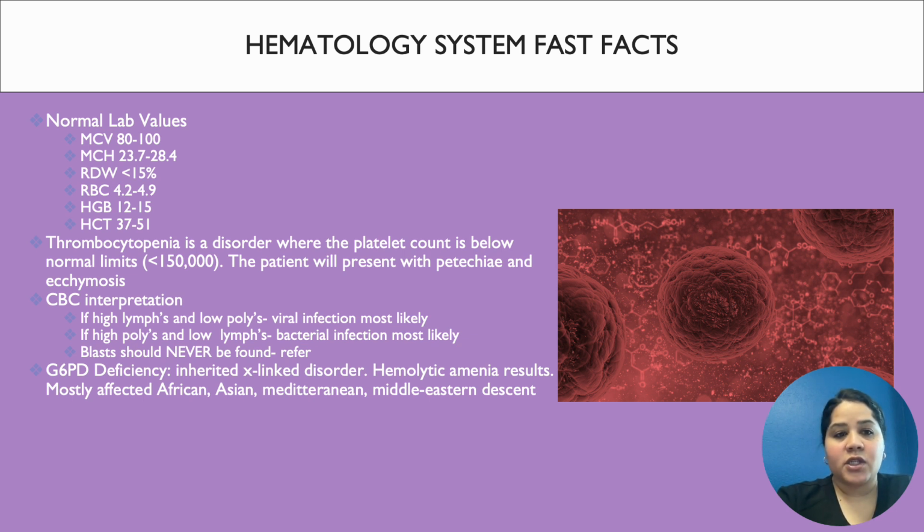The MCV is 80 to 100, MCH is 23.7 to 28.4, and the hemoglobin and hematocrit have a ratio of 1 to 3. Righty? Now, under the hematology system, we have something known as thrombocytopenia. And this is a disorder where the platelet count falls below the normal range. So 150 to 450 is the normal range. So anything below 150 would be considered thrombocytopenia.